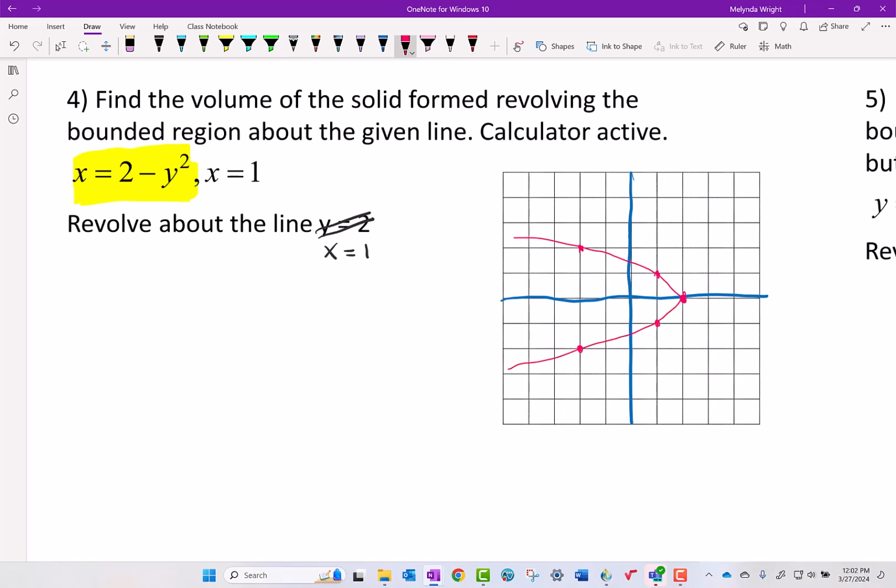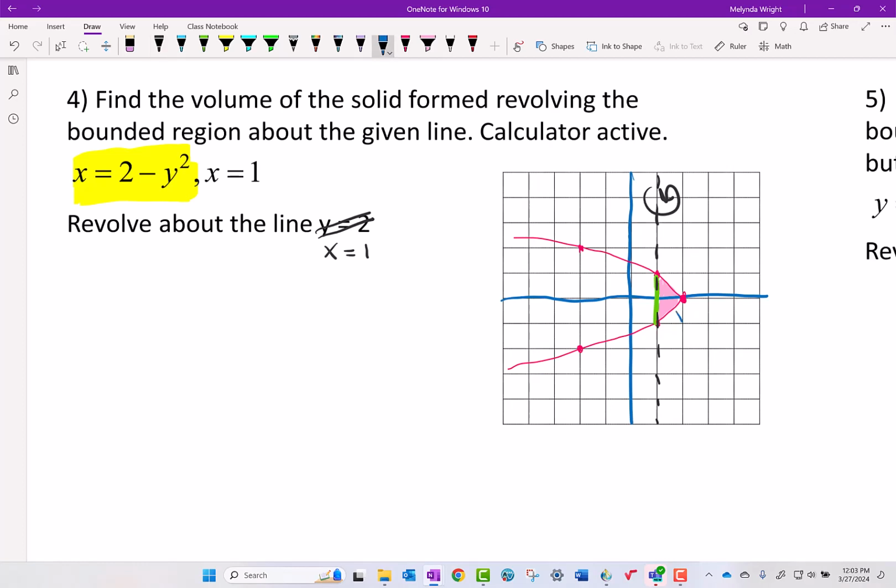Okay, and the line x equals 1. That's way back here. So x equals 1 is right here. So the part that we're rotating is this part right here, this little piece. So how are we rotating? We're rotating about the line x equals 1. Okay, so I'm going to draw my dotted line at x equals 1. So that's how we're rotating. Do my little circly thing. And that's our graph.